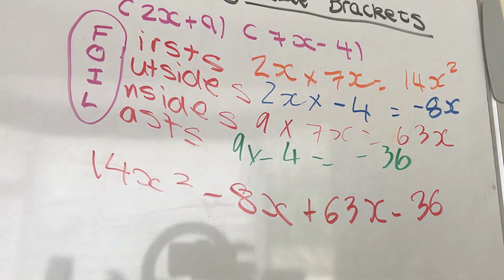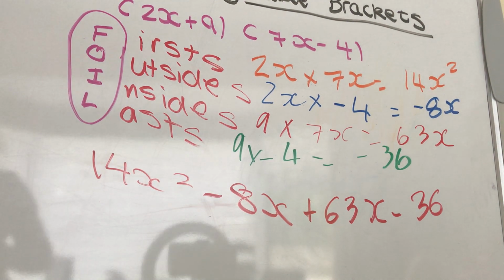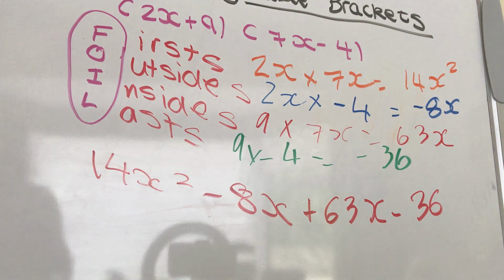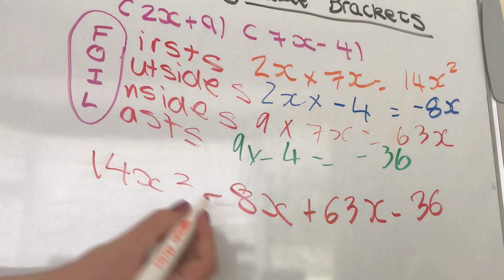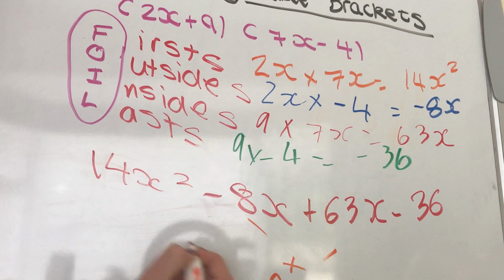So we're going to be doing now, it's not 8x plus 63x, that is absolutely crucial. We have to pay attention to these signs. We can see that is a negative 8x. So that means we're going to be doing negative 8x plus 63x. Now the way I would do this, I would do 63x subtract 8x, which is going to give you 55x.